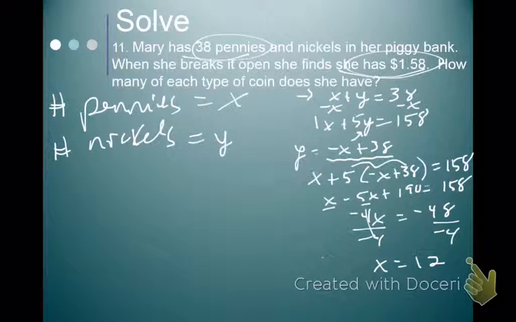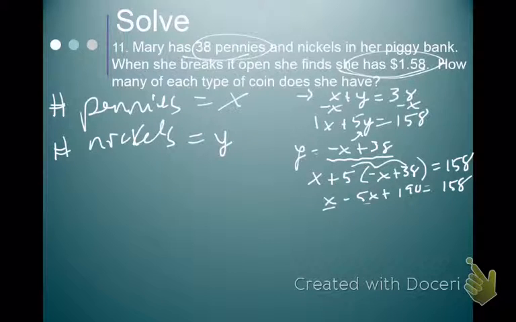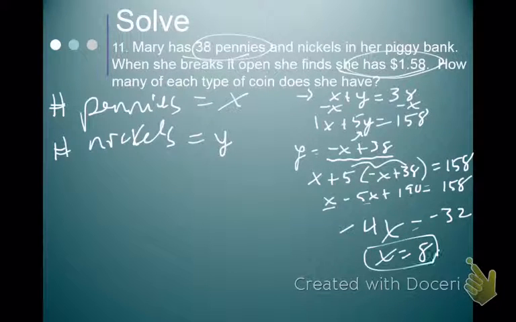Hold up here. Is that right? If I subtract, nope. You got to check your arithmetic here. If you subtract 190 from 158, you're actually going to get negative 32. So divide by 4, and x is going to be 8. So you're going to get 8 pennies.